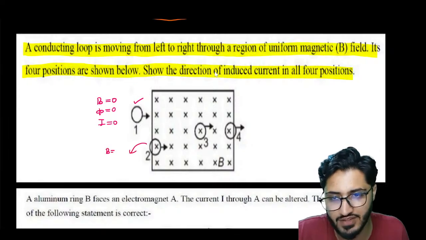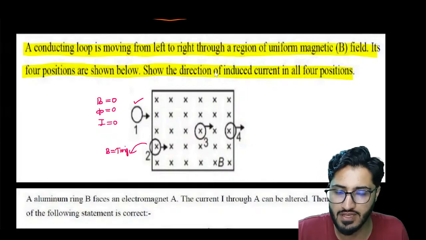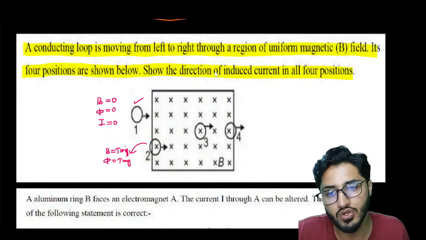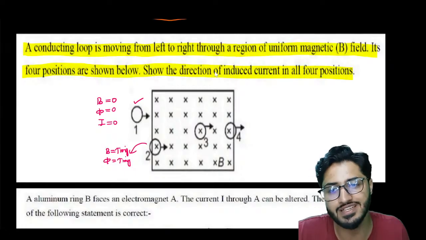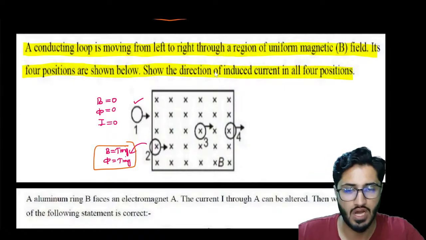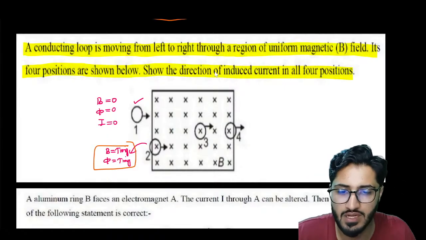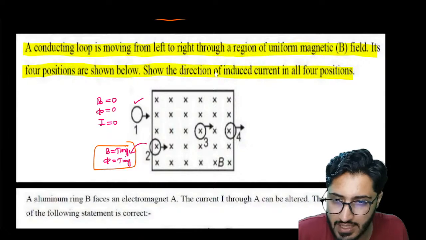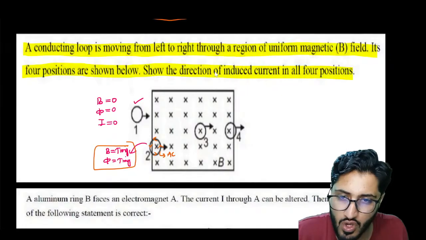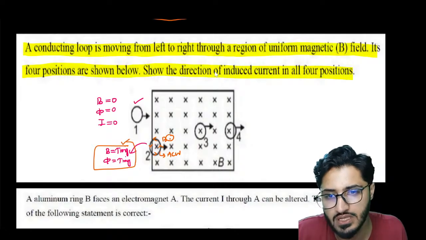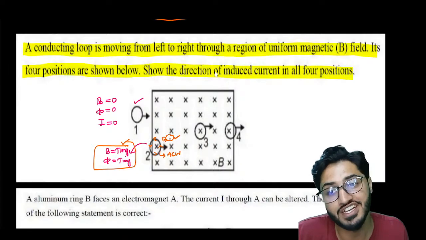Now second case, it is going inside. So I can write B is increasing. If B is increasing, so flux is increasing. If flux is increasing, the induced current will be in such a way that it will decrease its effect. So how should it look now? It will look like this, anti-clockwise, because anti-clockwise means B dot, dot means outwards, opposition, decrease.